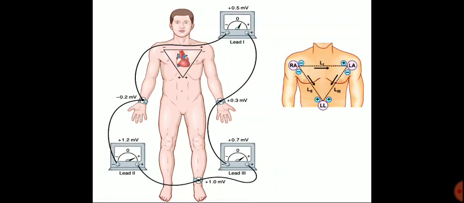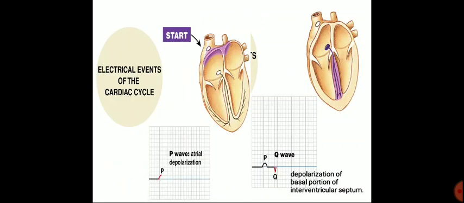When we connect all the electrical activities of the heart with the galvanometer, we get the different waves. So these are all the electrical events of the cardiac cycle. Our first electrical event is the atrial depolarization.